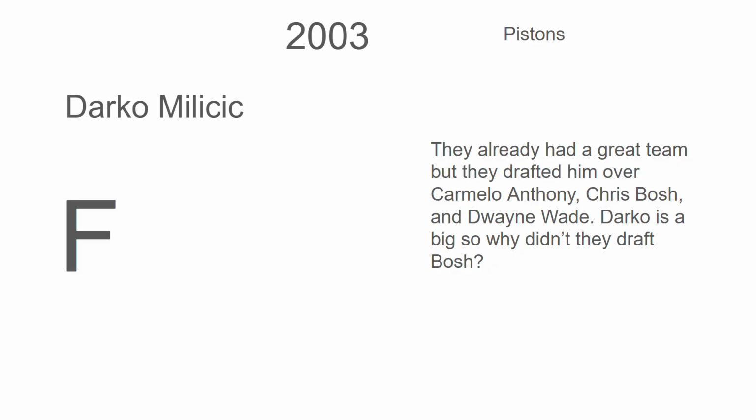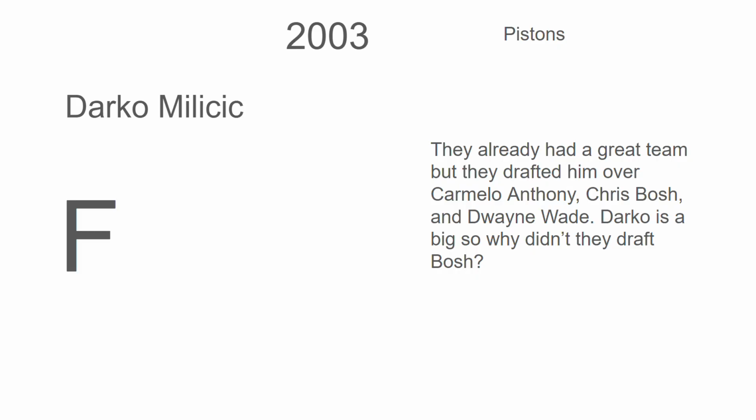2003, the Pistons, like I said earlier, selected Darko Milicic. That's an F, bro. Why the hell did the Pistons select Darko Milicic? Chris Bosh, Carmelo Anthony, and Dwyane Wade were already arguably better players than him in college or whatever Darko played in. Yet they selected him, who doesn't really fit with the Pistons roster well. They drafted him instead of these guys. They could have drafted 3 future top 15 players in each of their positions.